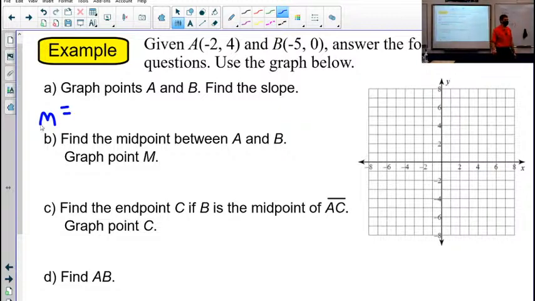Slope. We use M as an abbreviation for slope. Remember, slope is change in y over change in x. So subtract your y coordinates over subtract your x coordinates.